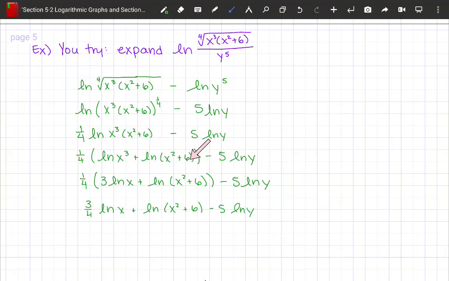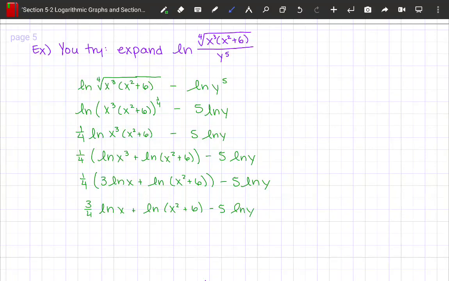Over here on this one, this addition sign is causing some problems. I do have a power. It's not on the entire argument, and there's no way to split this up because I don't have an addition rule for logs. So this argument actually will never get split up. Notice in my final answer, it's still there. So I just moved the 3 out in front.